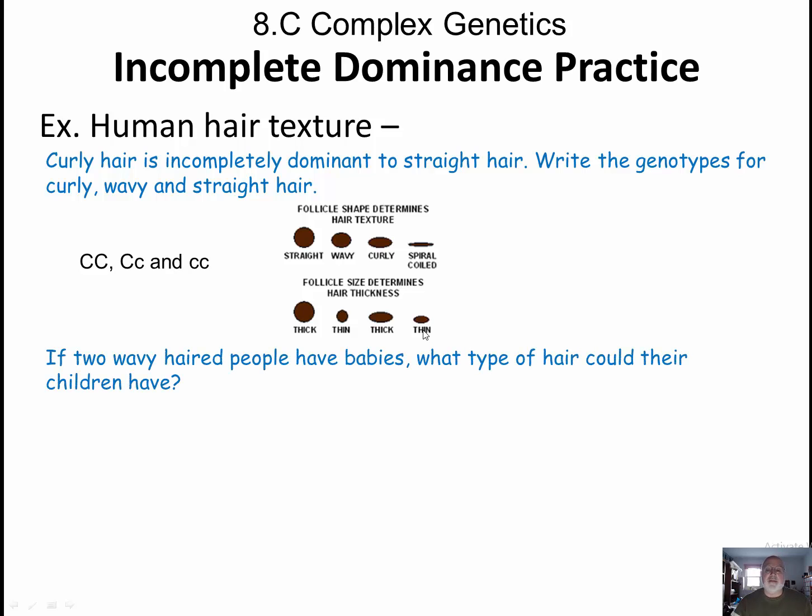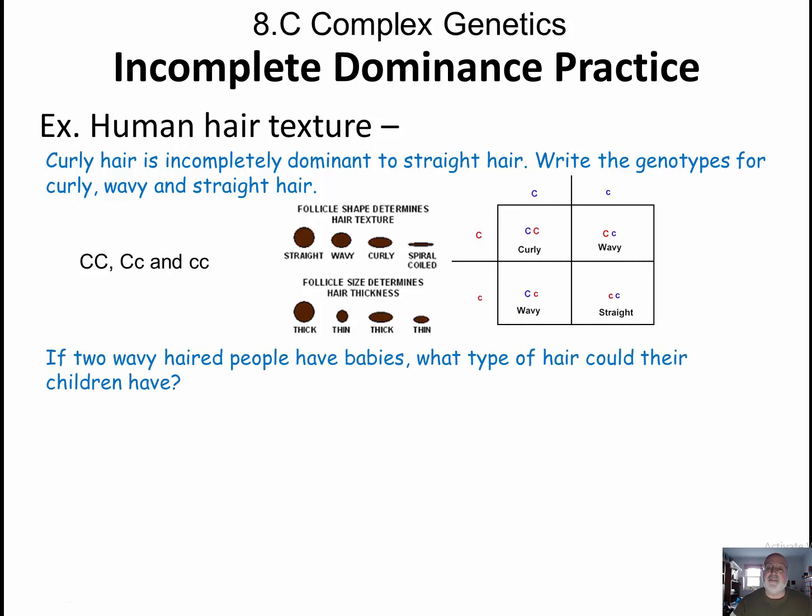So if two wavy people had babies, what type of hair would their children have? Wavy hair is big C, little c for mom and dad. Put them together, and we get a 25% chance of a curly child, a 50% chance of a wavy child, and a 25% chance of a straight-haired child.